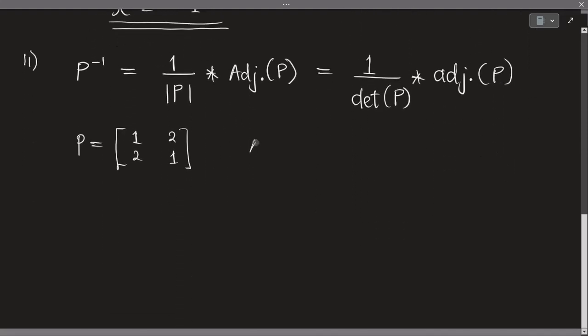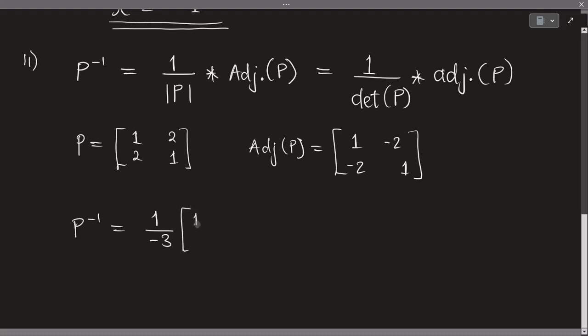So the adjoint, like we said, for a 2 by 2 matrix, we're going to swap these two here, the 1 and the 1, but that changes nothing. Usually I like starting like this, then we're going to make these others negative. So we have negative 2, meaning the inverse of P is going to be equal to 1 over negative 3, then we have a 1 here, a negative 2, a negative 2, and another 1. This is our final answer.